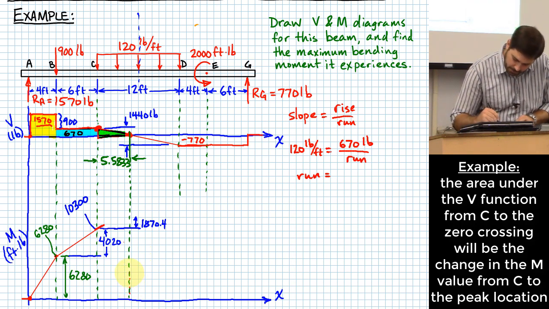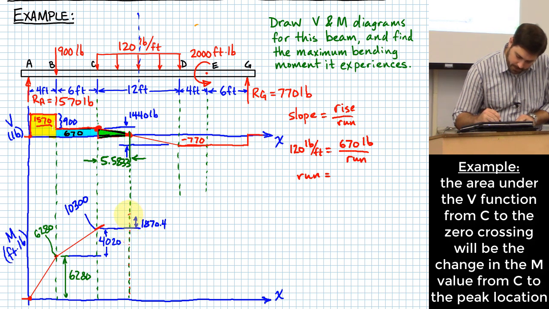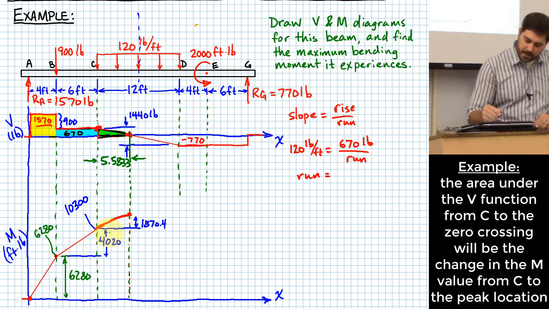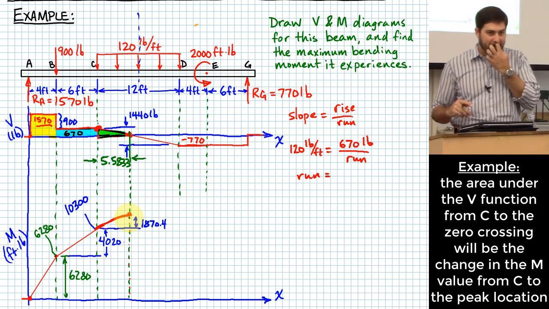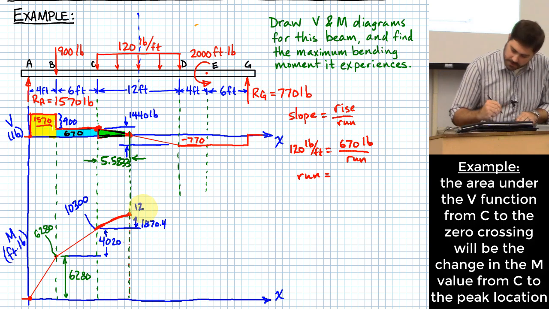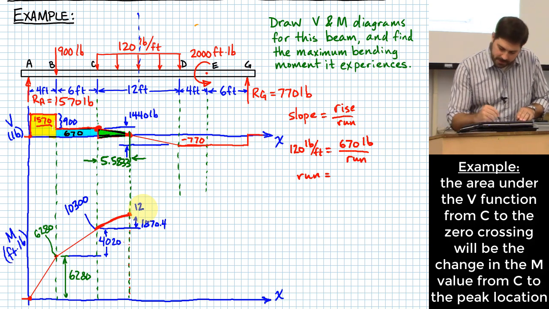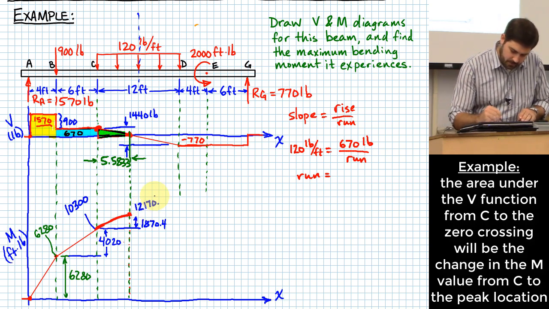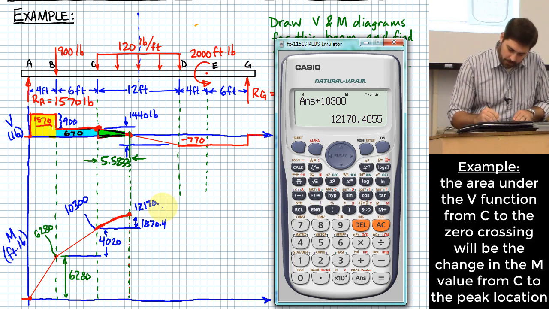1, 2, 3, 4, 5, 6, 7, 8, 9, 10, 11, 12, somewhere in here. This curve goes up and has 0 slope once it gets to that point. And that value is 12,170.4.